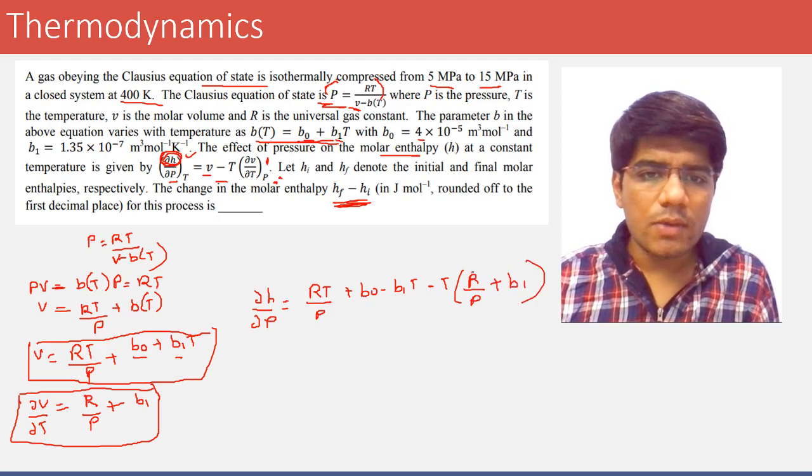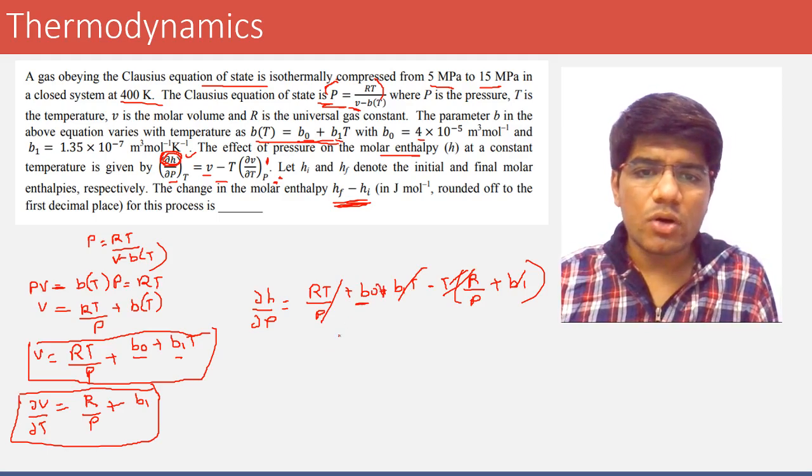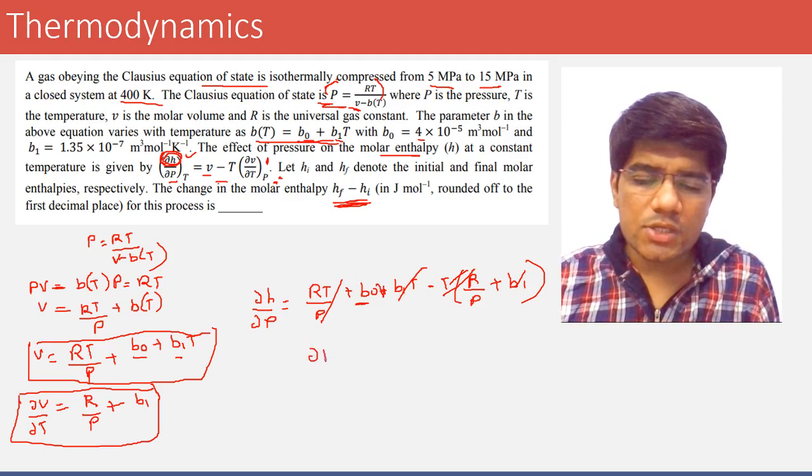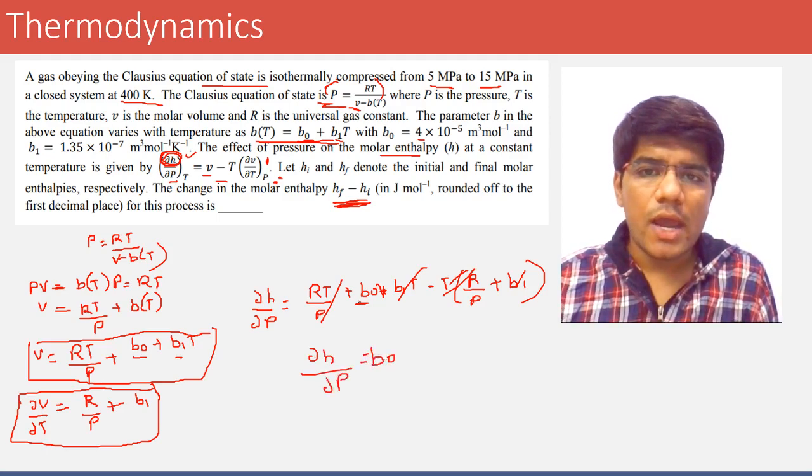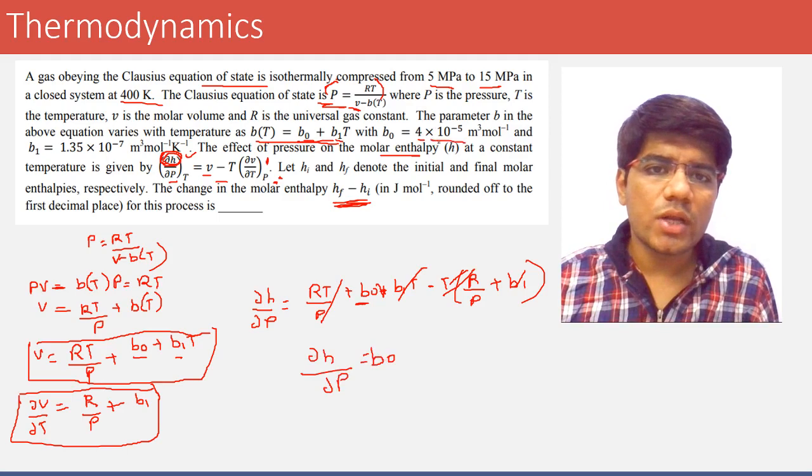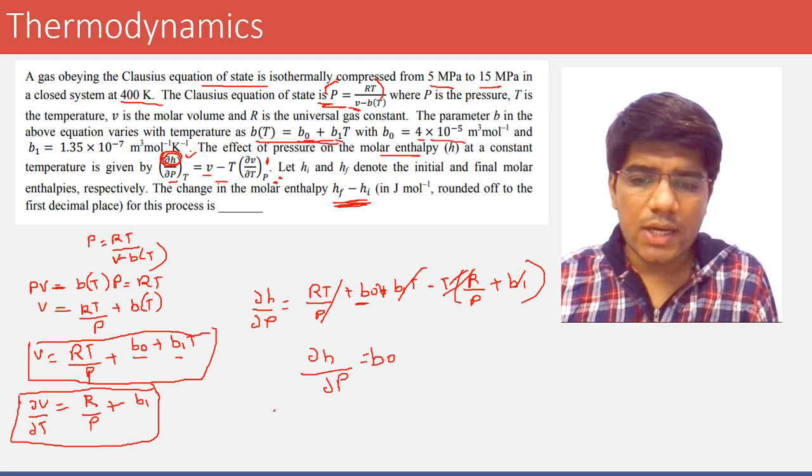So this RT by P and RT by P will be cancelled. B1T and B1T will be cancelled again, and then at the end we will be left with only B naught. So del H upon del P equal to B naught, and B naught value is given as 4 into 10 raised to power minus 5. So we can integrate it.